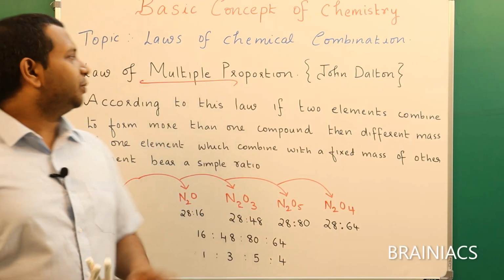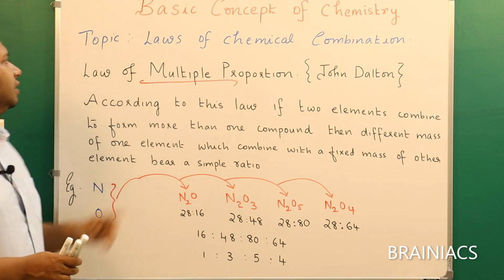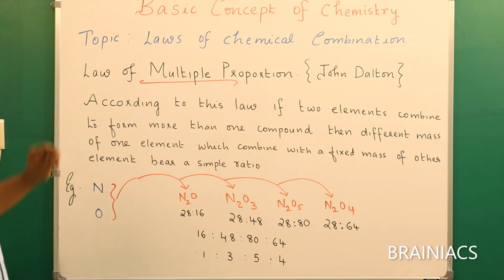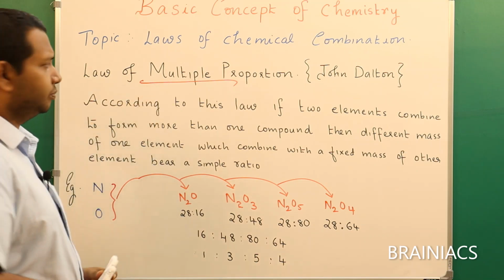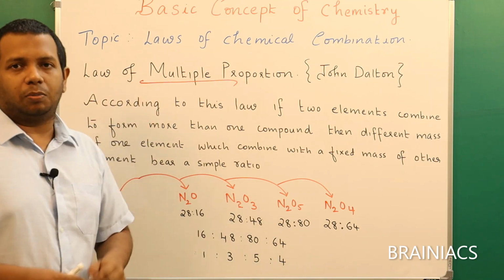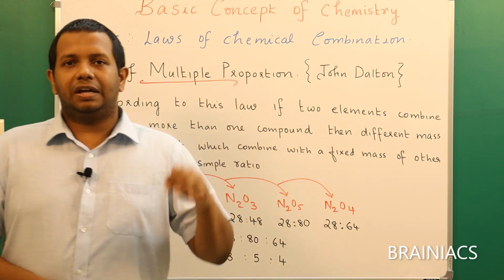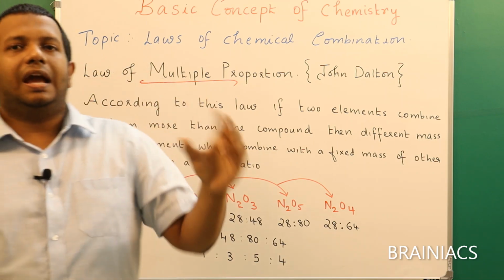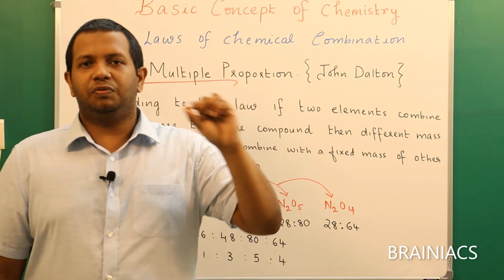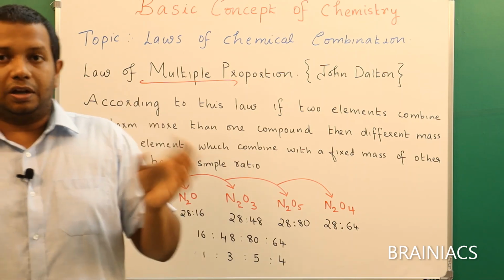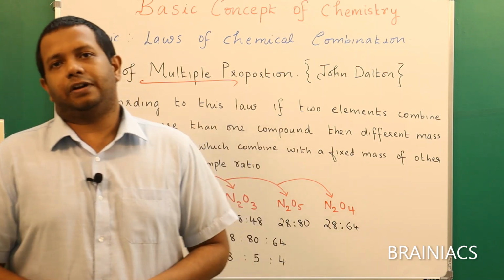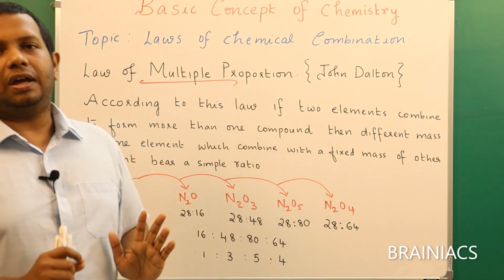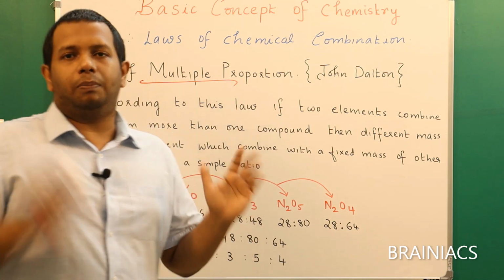Students, next we are going to discuss the third law, that is the law of multiple proportion. It was proposed by John Dalton. What does it talk about? First we will understand that. The earlier law, the law of constant proportion, was talking about one particular compound and the elements that compound is made up of. Now the concept is totally different. Here, instead of a compound, we are going to talk about elements that combine to form compounds.